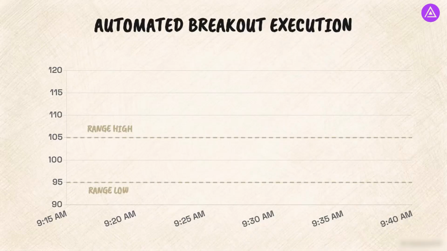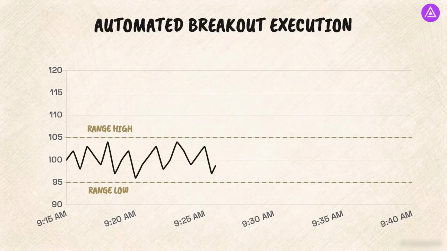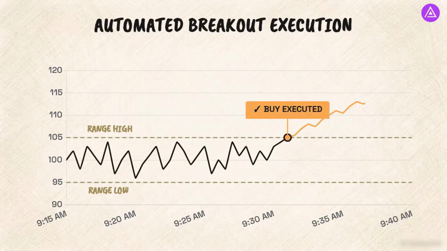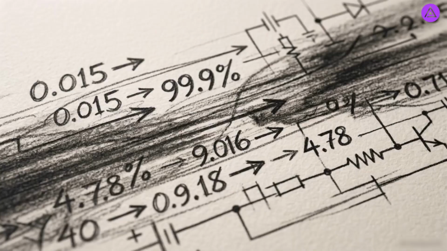By automating the 15-minute range, you ensure that every trade is executed at your predefined levels, regardless of how fast the market moves at the open.